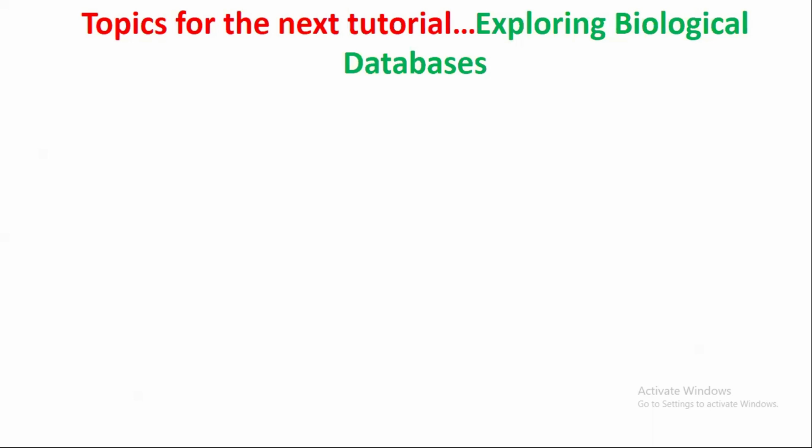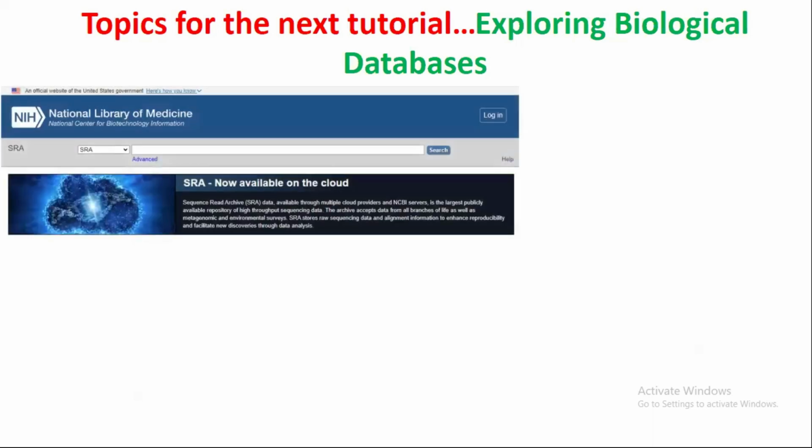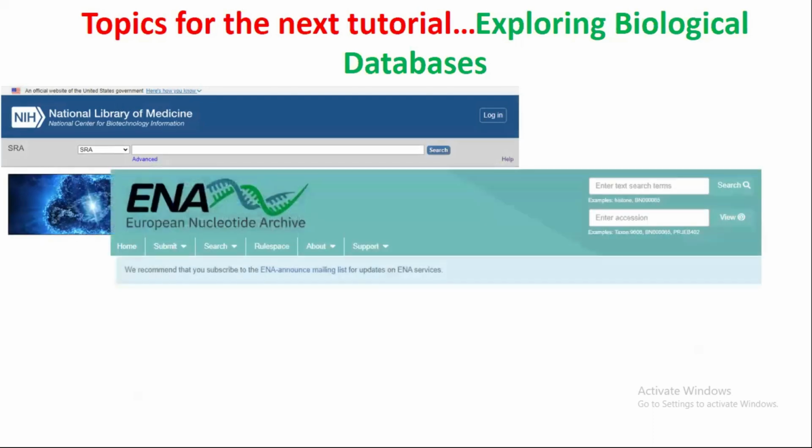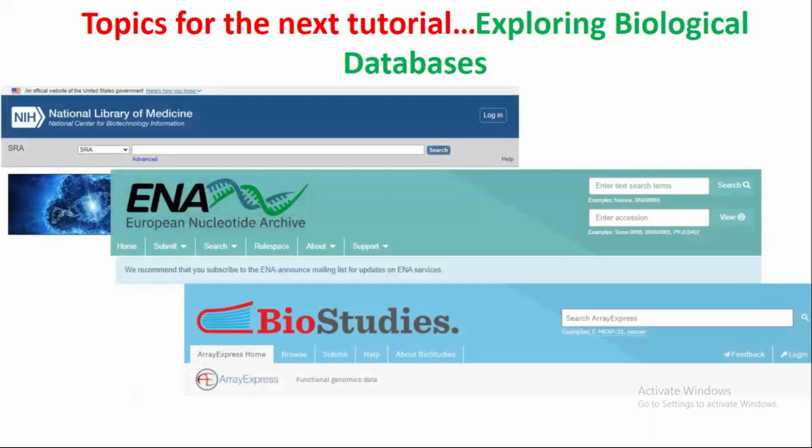The topic for the next tutorial is exploring biological databases. We will explore the NCBI SRA database, the Sequence Read Archive. I will also explain the European Nucleotide Archive or ENA database, and ArrayExpress, because now we are confident about each and everything. We have understood our FASTQ files, their structure, their quality, and the workflow of RNA-Seq. So now we are diving into how we should retrieve our FASTQ files, our data of interest.